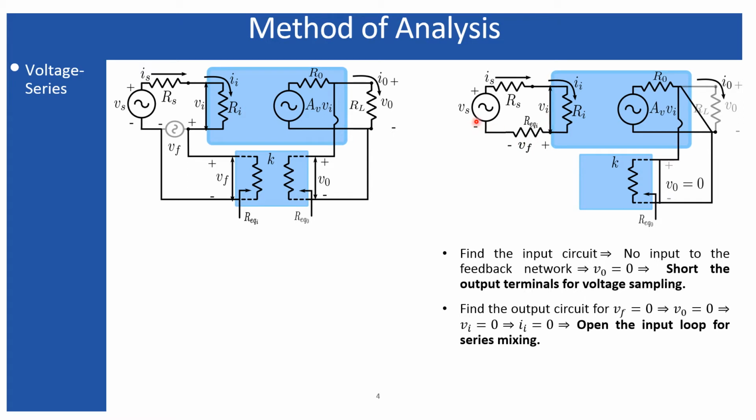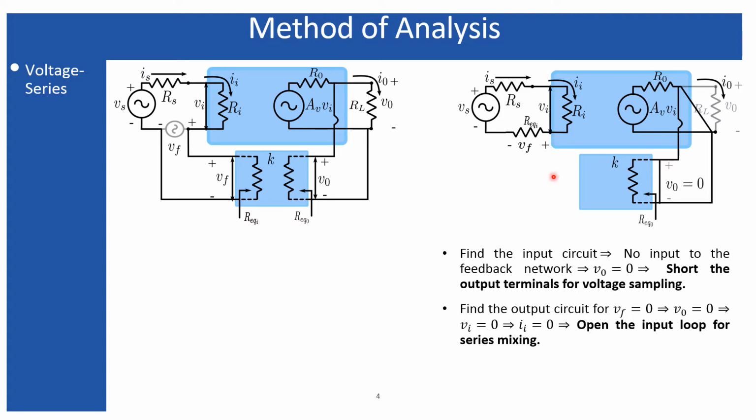within the original circuit, or the input circuit of the base amplifier, where this VF is the voltage drop across the equivalent impedance of the feedback network when looking from the input terminal. So in this way, what I have done is I have converted the with-feedback circuit into a without-feedback circuit, but I have taken the loading effect of the with-feedback circuit into account.